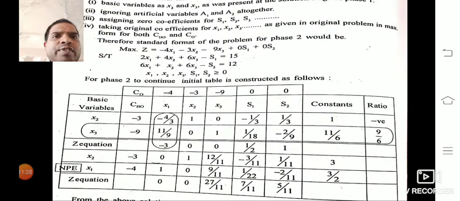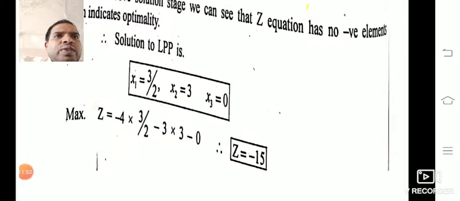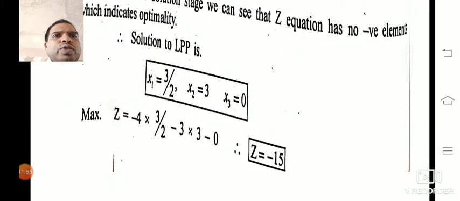Next, take down x2 and x1. x2 you can take down as usual, and x1 you calculate as the new pivot equation, NP. Apply the formula, old equation elements divided by key element, as you did in the simplex method. You are getting the z equation as 0, 0, 27 by 11, 7 by 11, 5 by 11. We are getting x1 equals 3 by 2, x2 equals 3, x3 equals 0. Those three values you can substitute in the z equation. We are getting z equals minus 15.